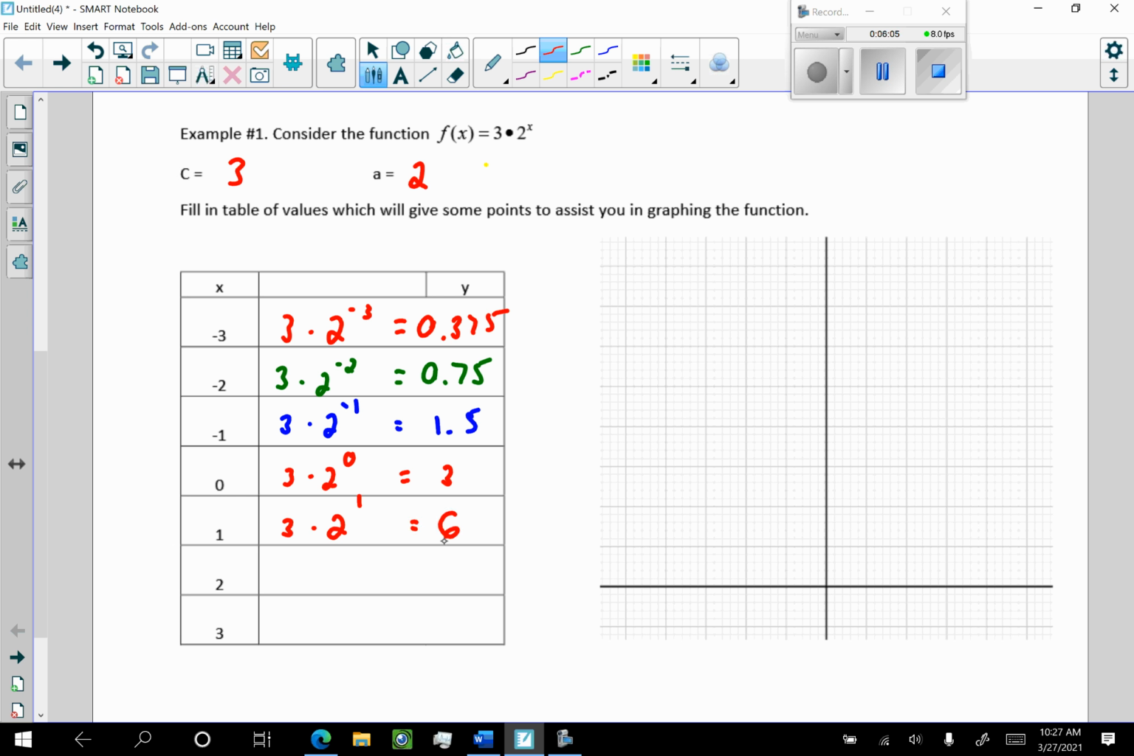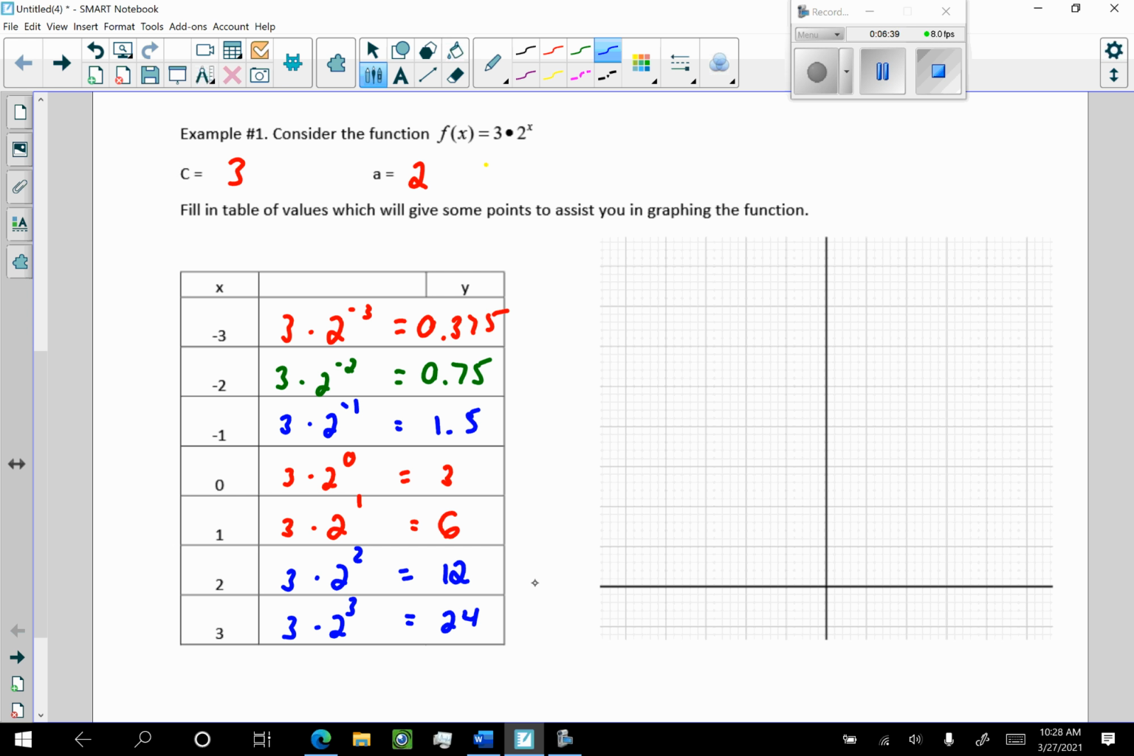Let's do a couple more values. Let's put 2 in for x. Looks like we're going to have 3 times 2 squared. 2 squared is 4, times 3 is 12. That's the output. And we're going to do one more. If I put 3 in, looks like I'm going to get 3 times 2 cubed. 2 cubed is 8, times 3 is 24. So that's a table of values.